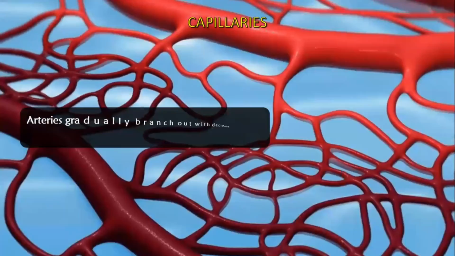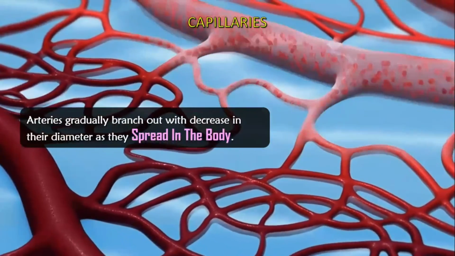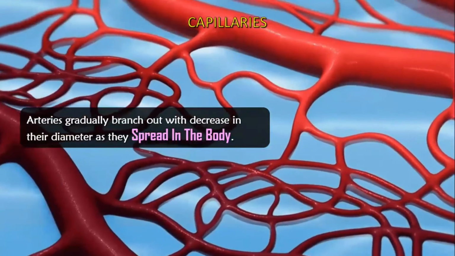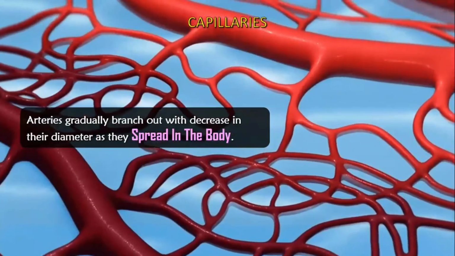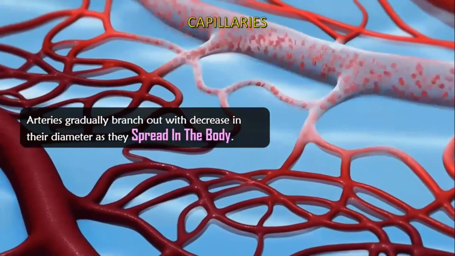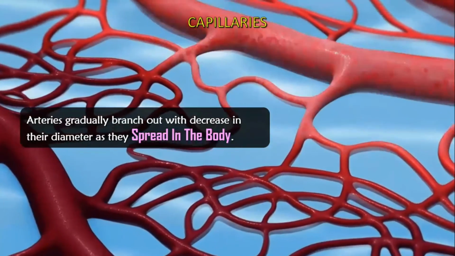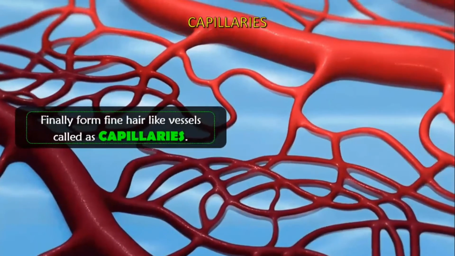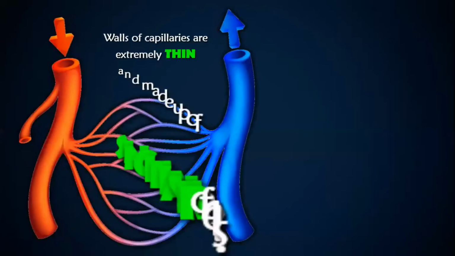Next, we'll see what are capillaries. Arteries gradually branch out with decrease in their diameter as they spread in the body. Same thing with arteries. Veins normally don't branch out, but arteries have different branches, which, if you can see on the screen, are dividing into different parts and spread in the entire body. They finally form hair-like vessels, which are called capillaries.